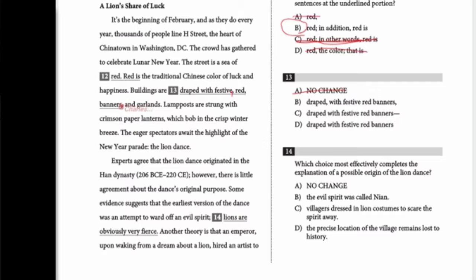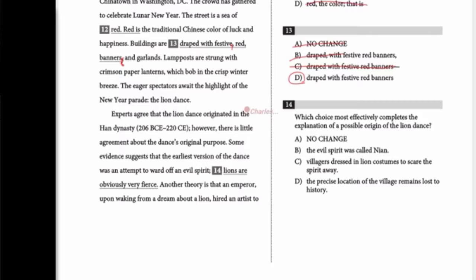So it would just be banners and garlands, no need for a comma before the and, because it's not a list, it's just two nouns combined by the conjunction and. So no comma necessary, it should just be all without commas. Draped with festive red banners. D is the correct answer. Draped, comma before with, comma before a preposition, no. Draped with festive banners, dash, no dash there because and garlands is not a parenthetical clause at the end there.